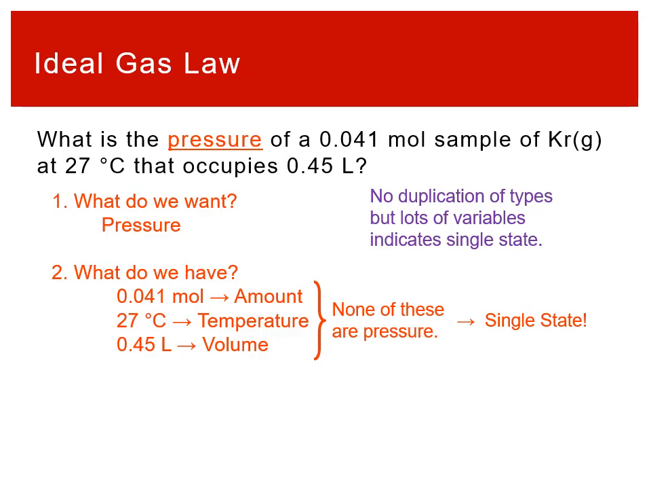There's no duplications of types. There's lots of variables though. You'll know we're given a lot of information, but they're all distinct. It's a moles, it's a temperature, it's a volume, not moles 1, moles 2, like we would have seen when we were dealing with a named gas law. Whenever we're dealing with a single state, PV equals nRT is going to be our friend. We're going to use this a lot, get a lot of traction out of using this ideal gas law.